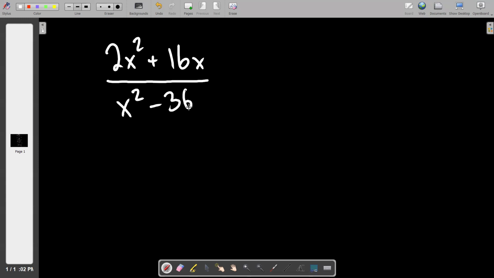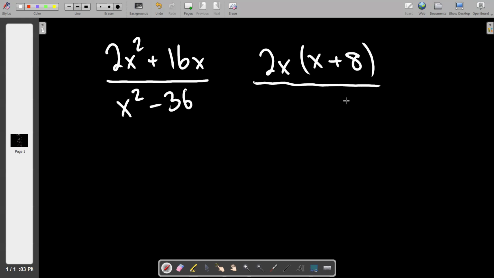Right. So again, GCF flag goes up. I recognize it as one of those kind of weird ones. So I pull 2 out, I pull x out, and that leaves x plus 8. And that leaves me kind of yearning and hoping that maybe somewhere on the bottom I can unveil a 2 or an x or an x plus 8. But you probably already know where this is headed. The bottom is a difference of squares. What does it factor down into?